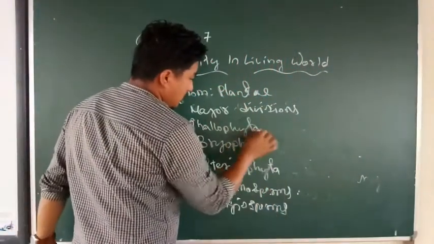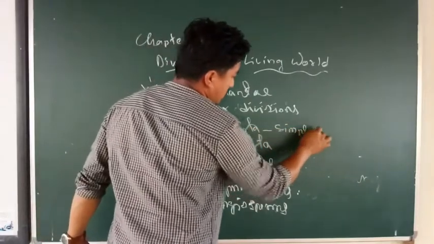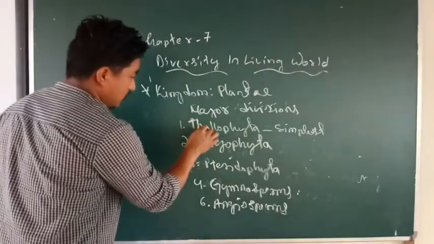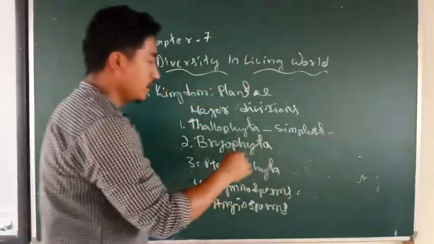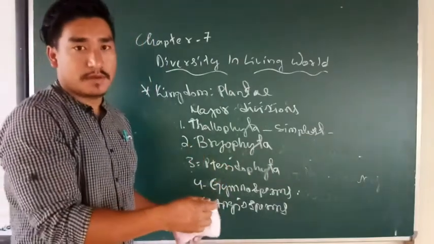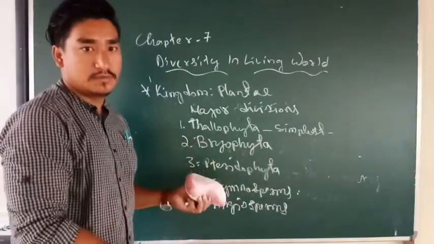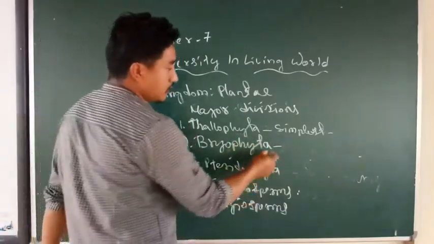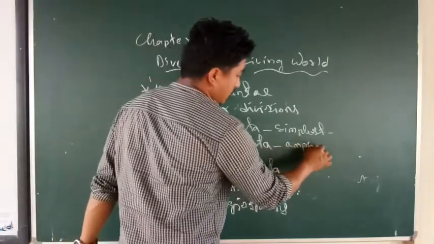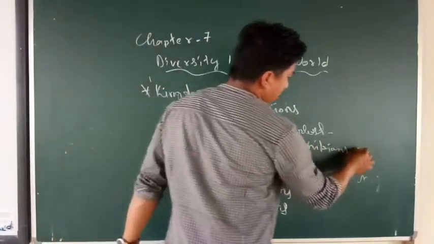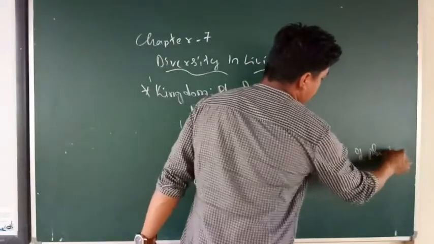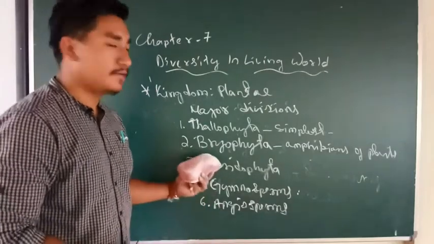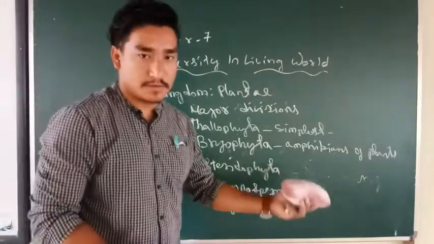These are the simplest plants in which there is no differentiation of the body parts. Their body is not differentiated into stem, roots or leaves. Then Bryophyta are also known as the amphibians of plant kingdom, because for their reproduction they need water. That is why they are known as the amphibians of plant kingdom.